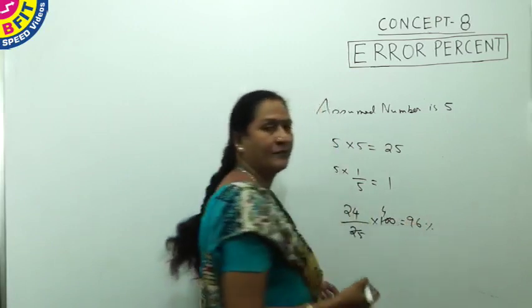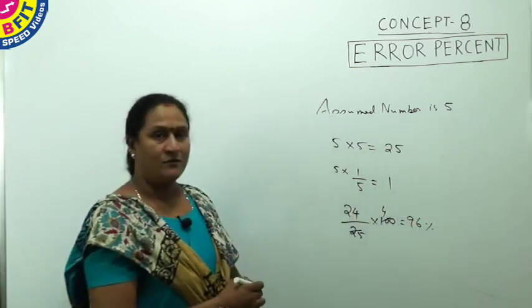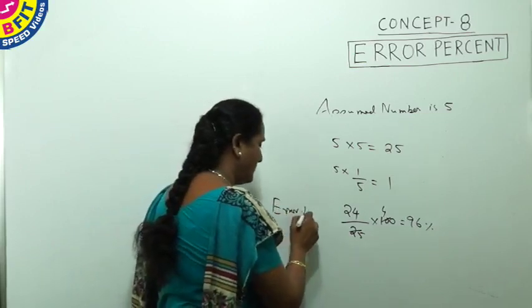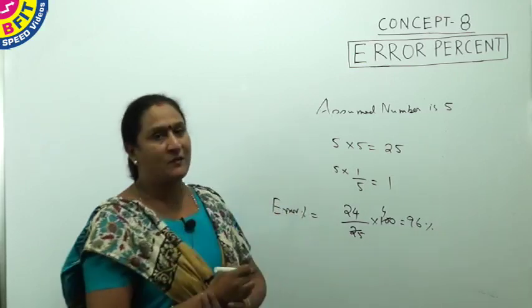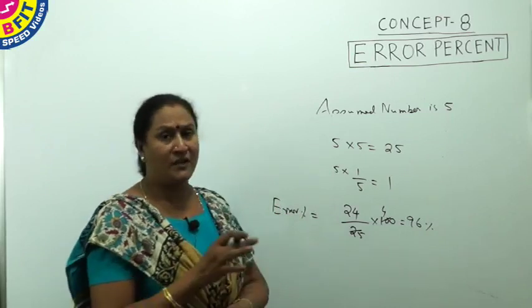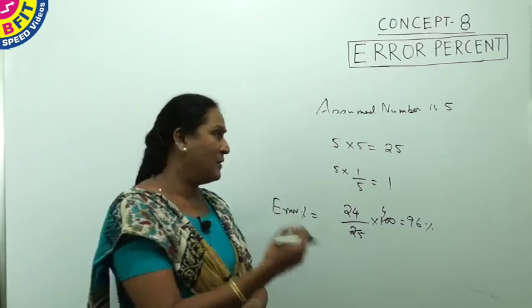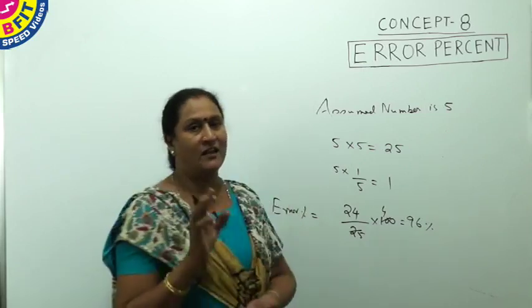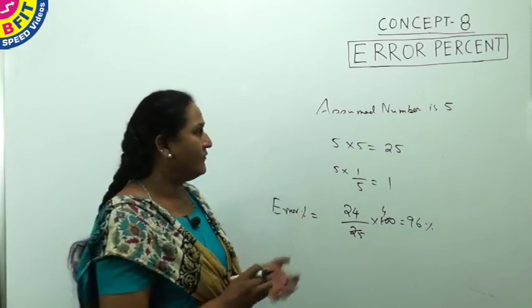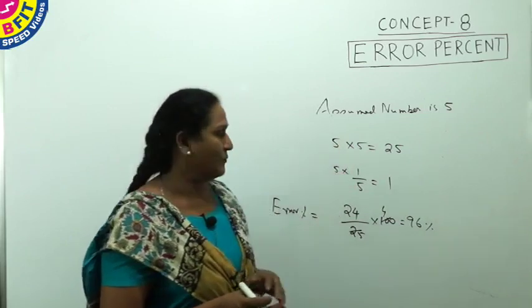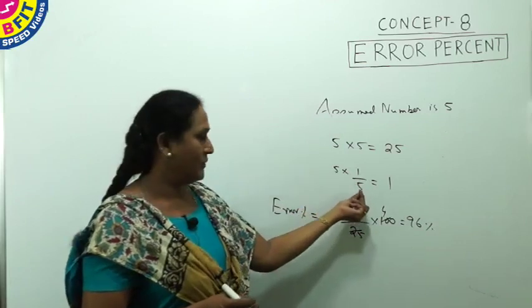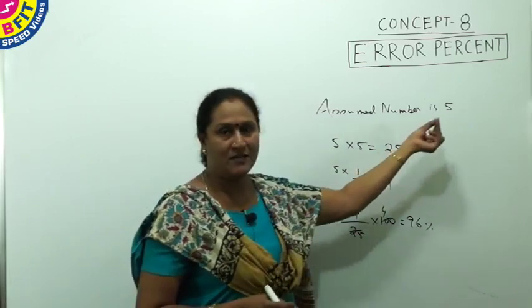So it is 96%. To find the error percentage, they have given the number as 37 and a half. No need to take 37 and a half, multiply it with 5, then divide it with 5, and get two answers to find the error percentage. Instead, we assume any convenient number. Here we have only one denominator, so we'll take the number as 5.